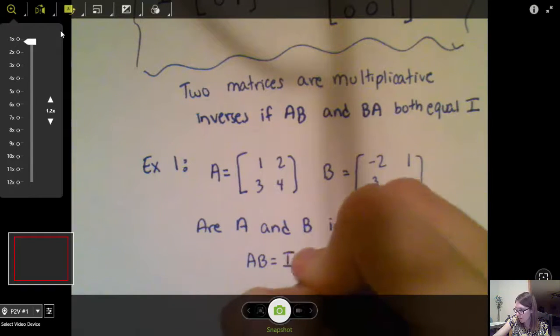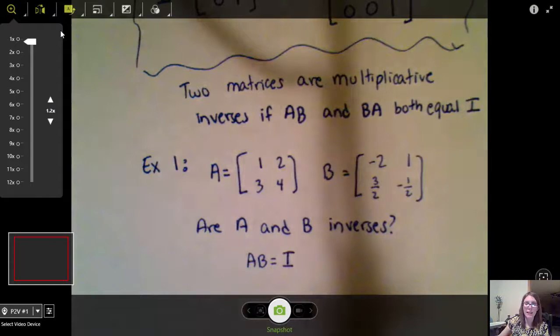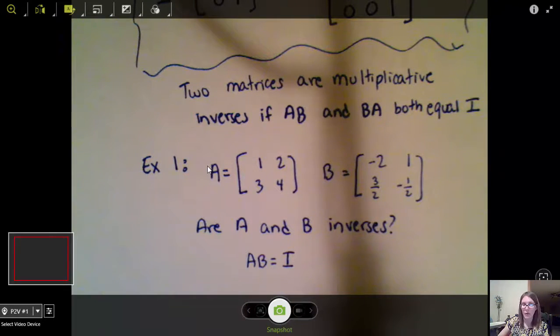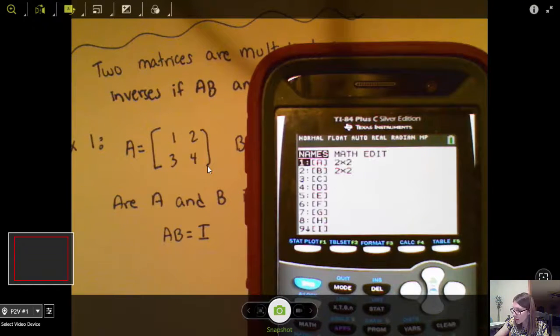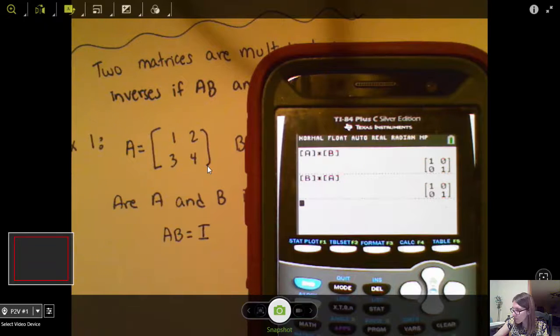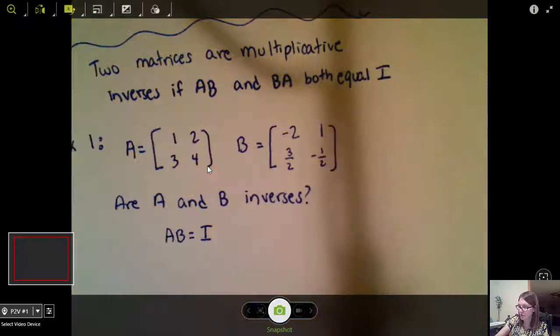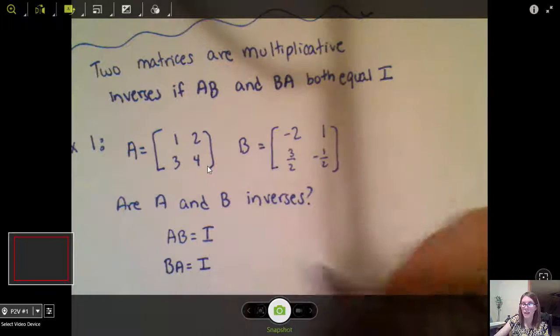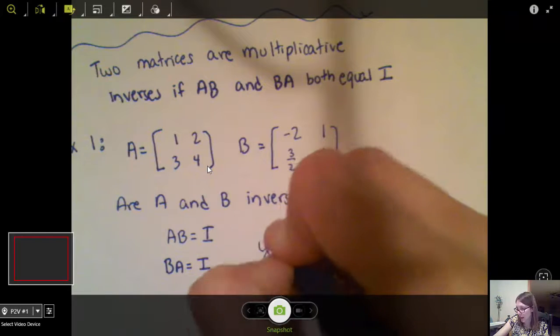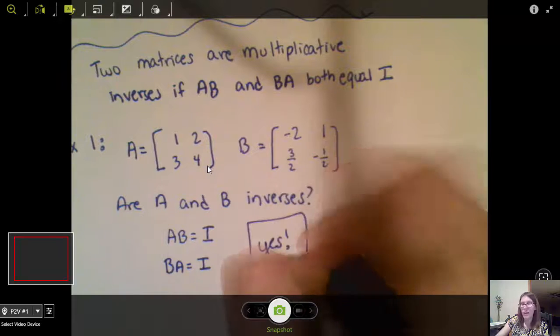So I'm just going to make that note down here. A times B is I. That's our identity matrix. Now I want to do the same thing the other direction. Matrix B times matrix A. I get the identity matrix again. Ones diagonally, starting at the top left, going down, and then zeros everywhere else. B times A also is the identity matrix. A and B are inverses of each other.